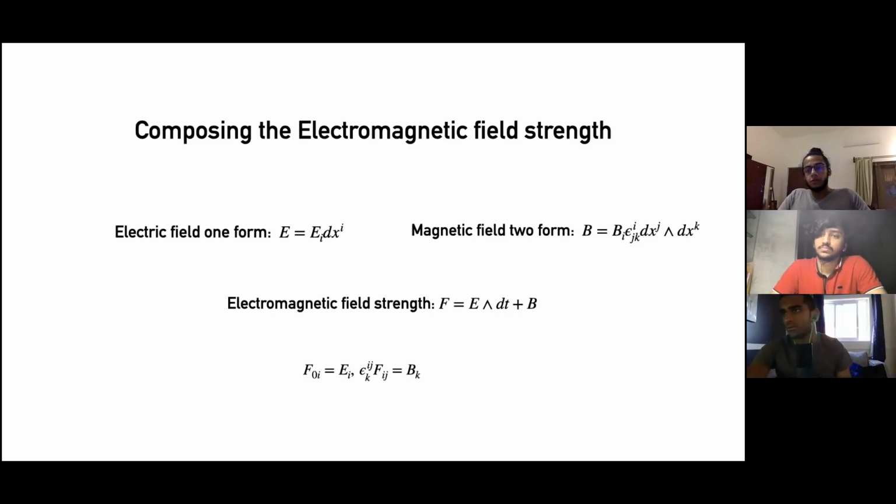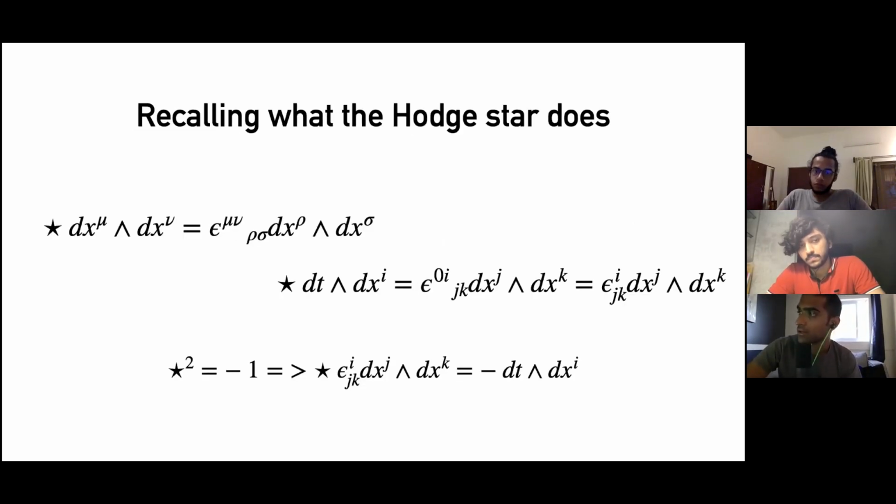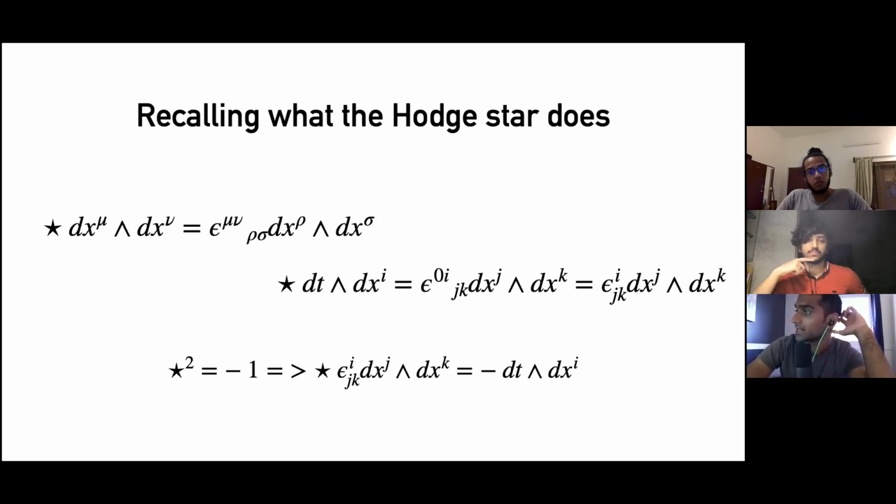And now what we want to do is try and understand what operation swaps electric and magnetic fields. But before that, let's remember how the Hodge star works, because it's going to be related to the Hodge star, as you can imagine. The Hodge star acting on two forms will give you another two form in 4 dimensions. The definition is just what I have here for dx^mu wedge dx^nu, the wedge of the basis one forms. If I take the star, I get another two form with the epsilon symbol involved. And the star of dt with dx^i is given by this epsilon_0ijk dx^j with dx^k, which is the same as the spatial epsilon tensor dx^j with dx^k.